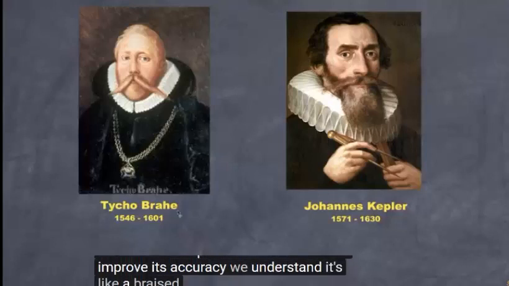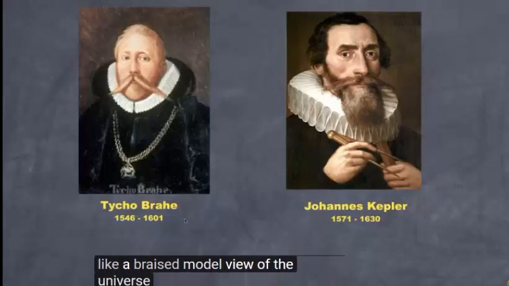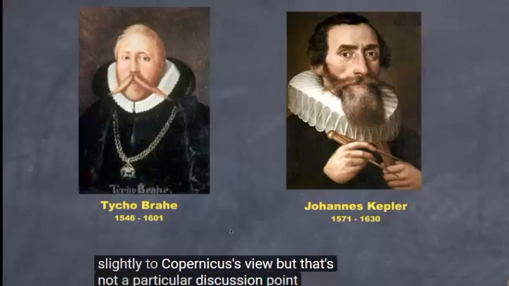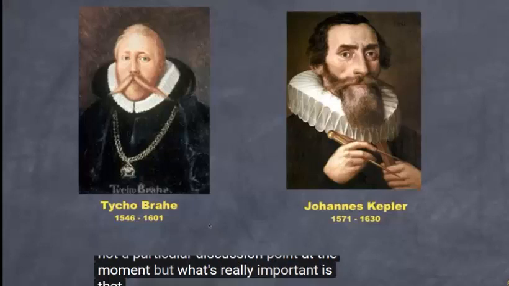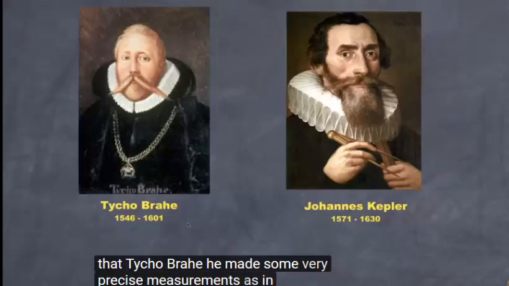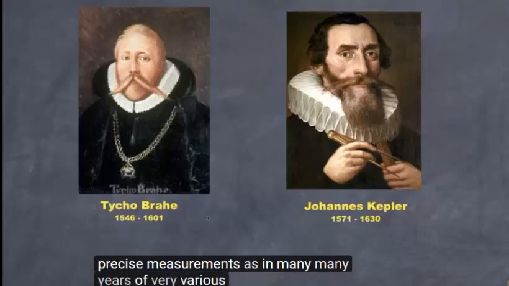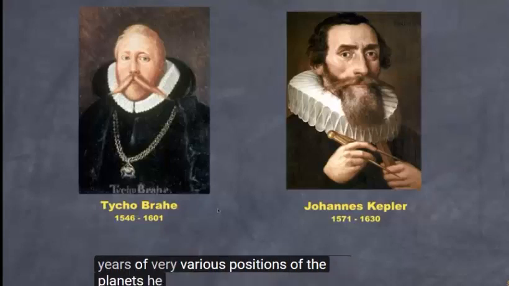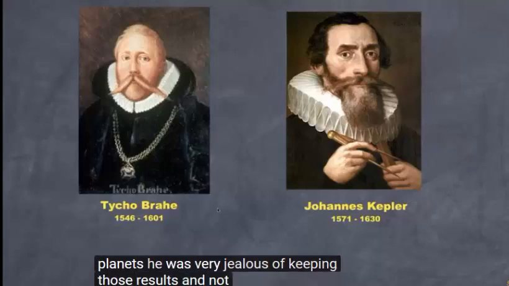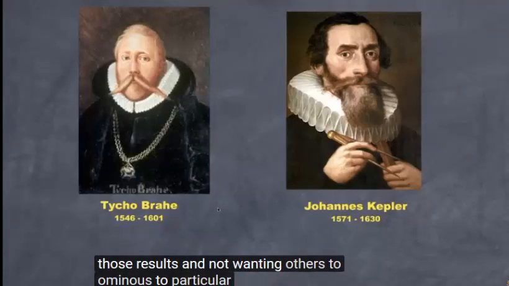We understand that Tycho Brahe's model view of the universe was still fairly geocentric, though he modified Copernicus's view slightly. But that's not a particular discussion point at the moment. What's really important is that Tycho Brahe made some very precise measurements over many, many years of the various positions of the planets. He was very jealous of keeping those results, not wanting other astronomers to use them.